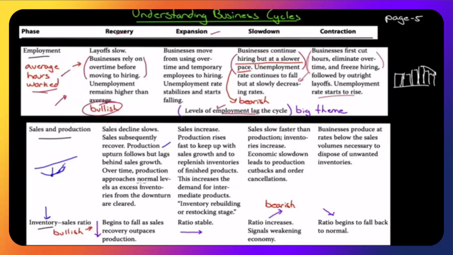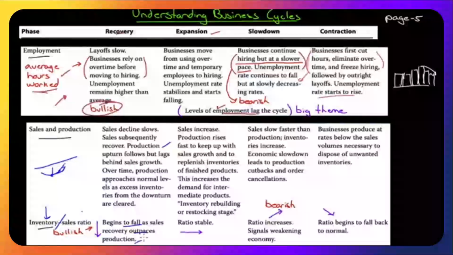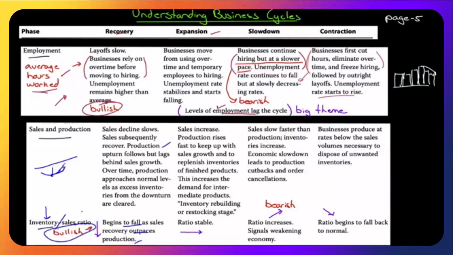Over time, production approaches normal levels as excess inventories from the downturn are cleared. So the inventory sales ratio is a numerator and a denominator. If the numerator is dropping while the denominator is increasing, the inventory sales ratio begins to fall as sales recovery outpaces production. Very bullish signal in a recovery when you start to see the inventory to sales ratio drop.